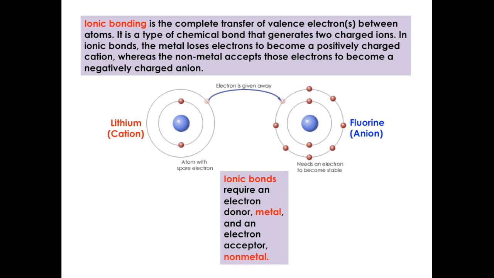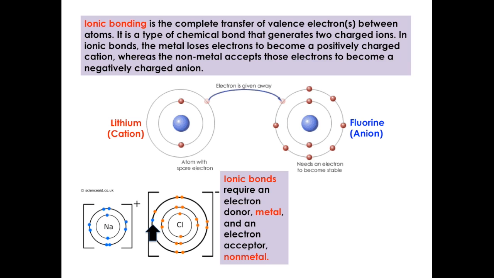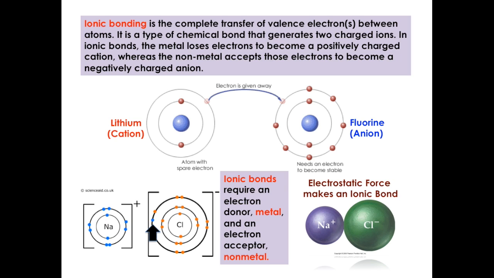Ionic bonds require an electron donor, metal, and an electron acceptor, non-metal. In the example on the left, we can see sodium as the metal and chlorine as the non-metal. This causes a difference in charges between sodium and chlorine, positive and negative, and that makes one of the strongest forces of attraction between atoms, that is the electrostatic force.